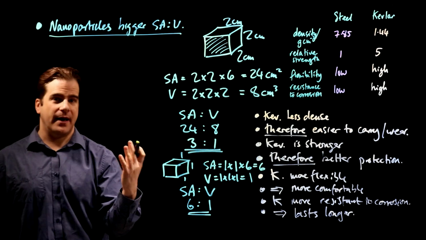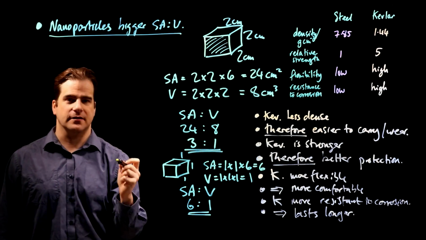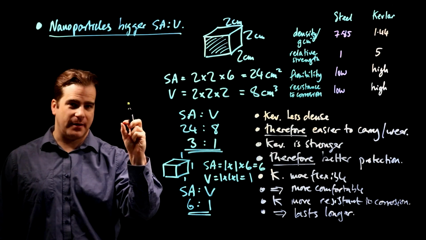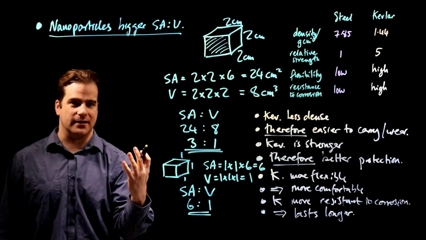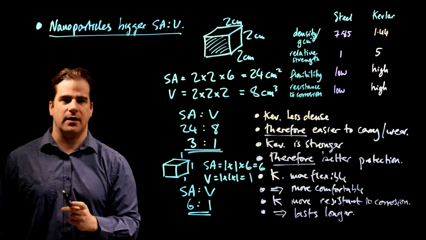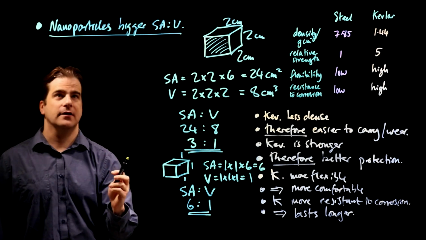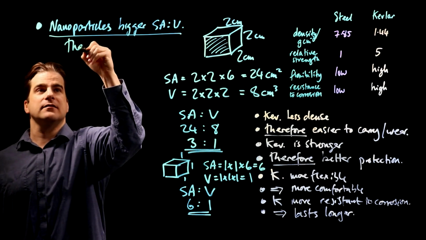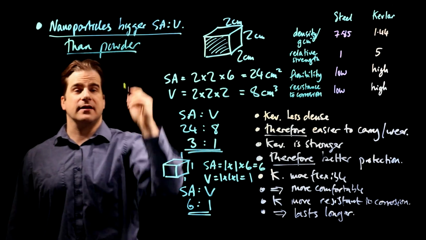So a silver powder has, yes, it's made of fine particles, but it's important to realise that the particles in a powder are much, much bigger than nanoparticles, okay? Nanoparticles are nanoscaled, whereas with a powder, you can just see an individual particle with the naked eye, okay? So powder particles are much bigger than nanoparticles. So nanoparticles have a much bigger surface area to volume ratio than powder. Okay? So that's the first thing to say.